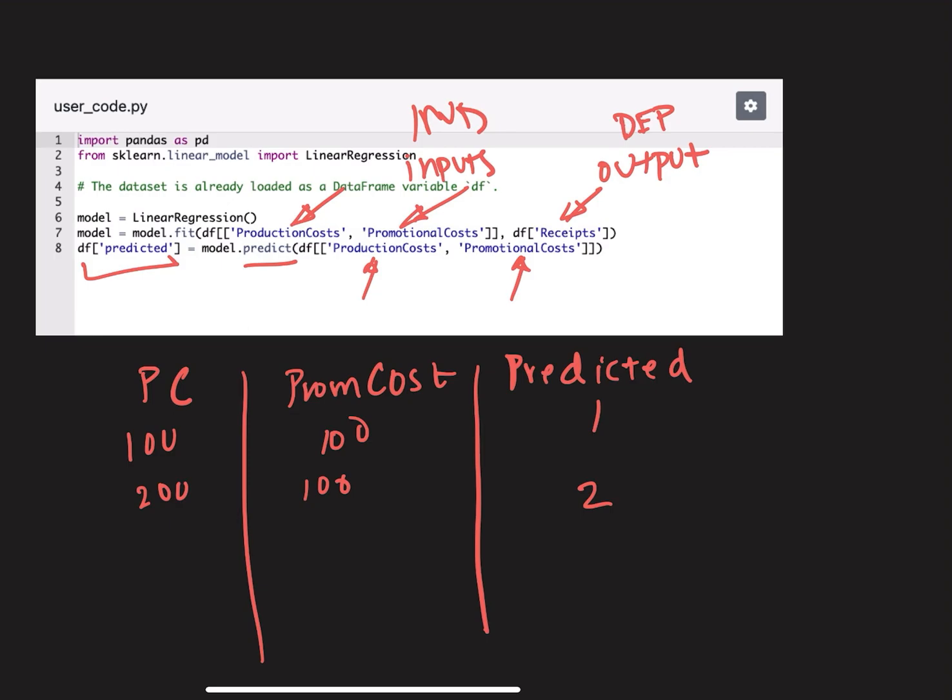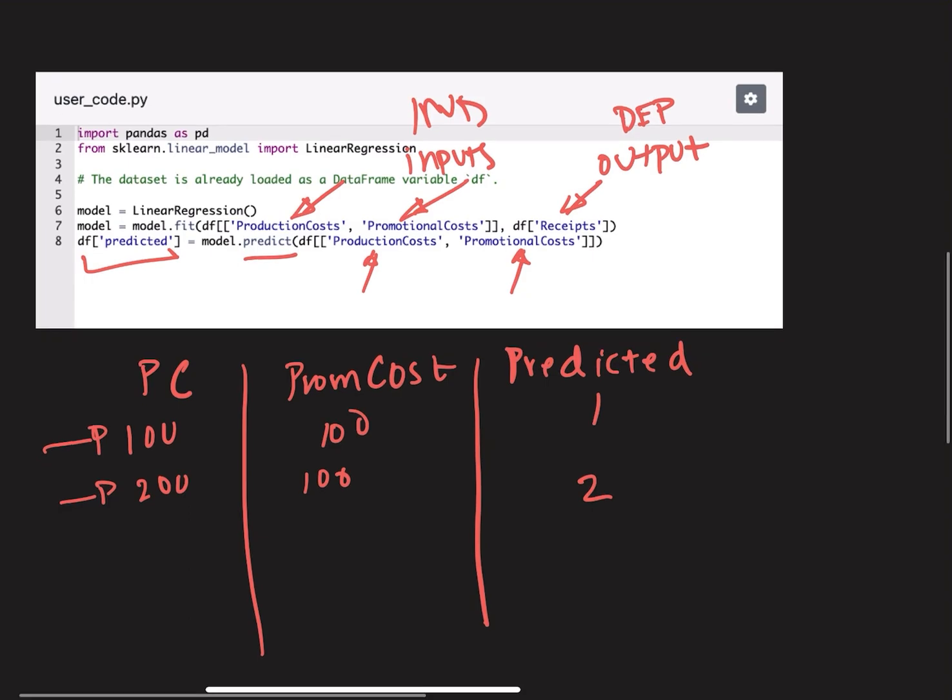And what it's going to do is go through every row. It's going to look at our production cost and our promotional cost, and it's going to store our predicted receipt number in our column called predicted. And that's how you create a column called predicted based on our linear regression model from production costs and promotional costs.